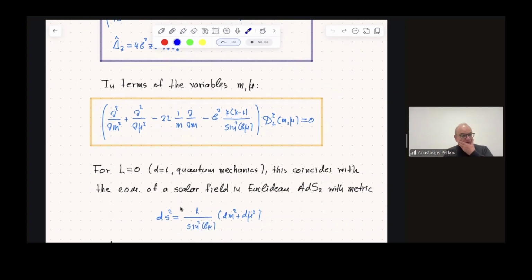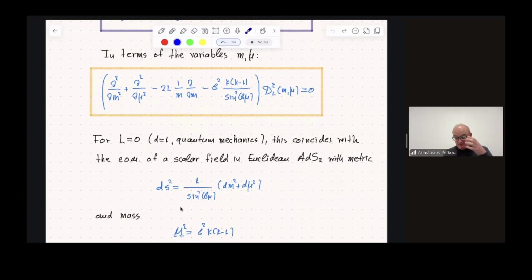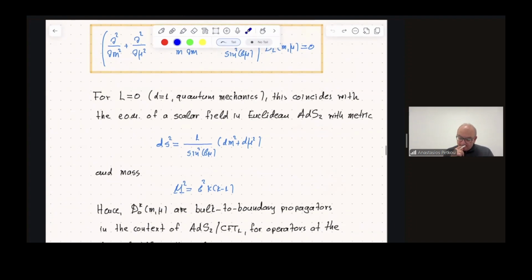Now, this is an equation that is very intriguing, but it's puzzling, still not understood. We are talking with people who are doing modular environments. It's like a modular equation. Essentially, I'm telling you that the thermal one-point functions satisfy some modular equation. One way to understand this is for L equals 0.